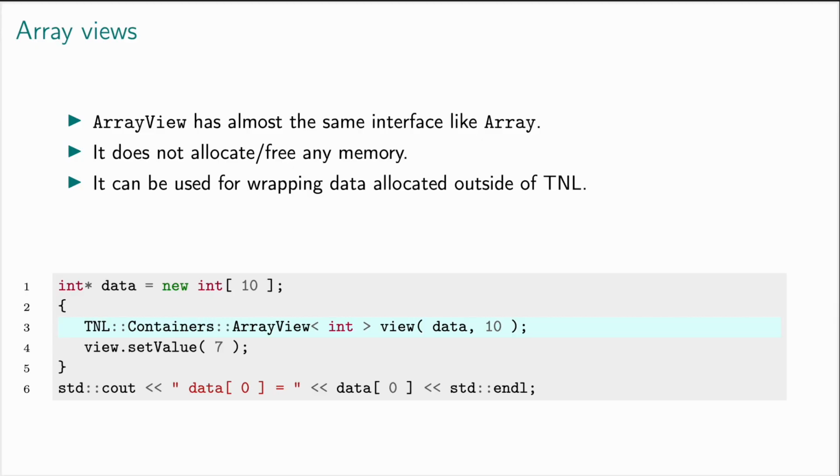We are already nearing the end, but there are two more topics I would like to cover. First, let's discuss array views. An array view is a data structure that simply wraps around already allocated data, without managing its allocation or deallocation. In most other respects, it behaves just like array. The interface of array view mirrors that of array, but it omits methods that might necessitate data reallocation, such as setSize, load, and similar.